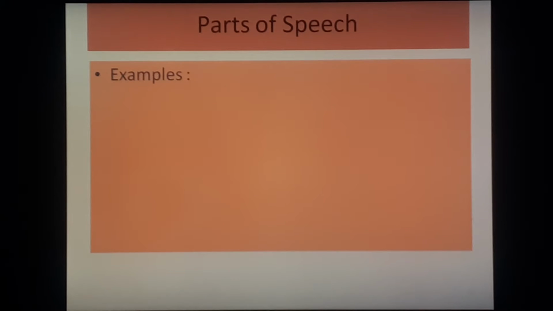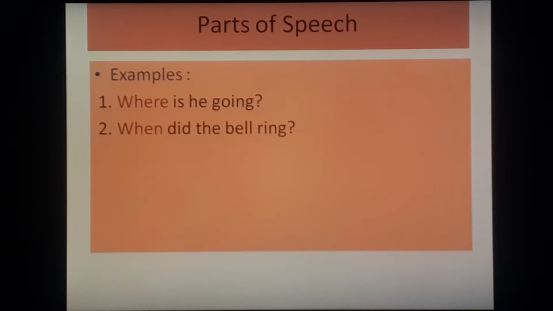Let's see examples. Where is he going? So, where. That is an adverb of interrogation. Second, when did the bell ring? So, when. When you want to know about the time, then you have to use when. If you want to know about place, then you have to use where. So, where and when both are adverbs of interrogation.